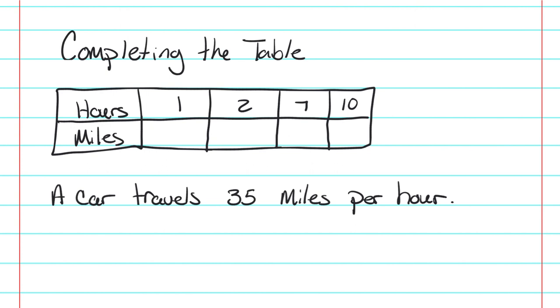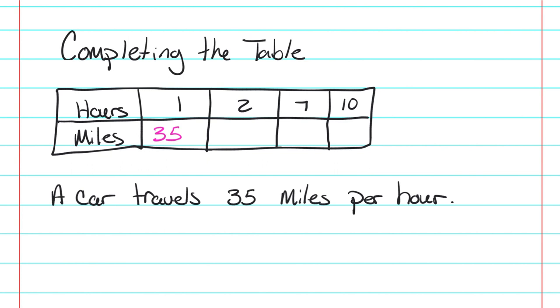Okay, now completing the table. So we have a table here, right? And we know that a car travels 35 miles per hour. So we need to figure out, in 1 hour, how far does it go? Well, it tells us it goes 35 miles per hour. So in 1 hour, it would go 35 miles.